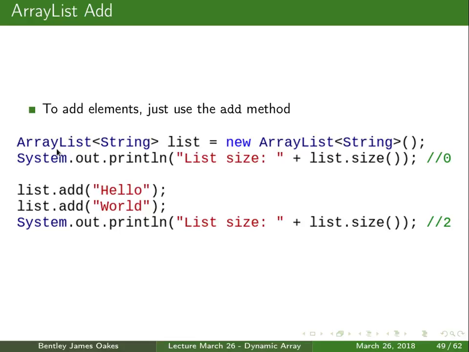Here we have our array list storing strings, list. The size is 0. We call .add. We pass it 2 strings. And then when we check our list again, it has a size of 2. So as you expect, you can add things to this array list.